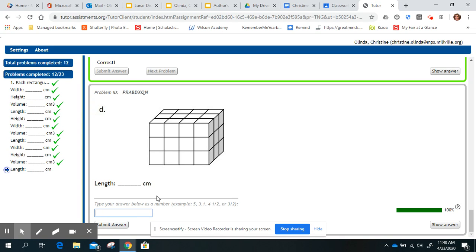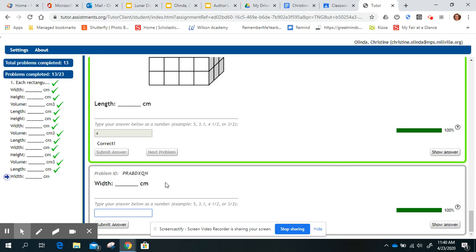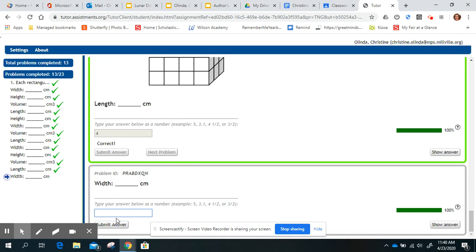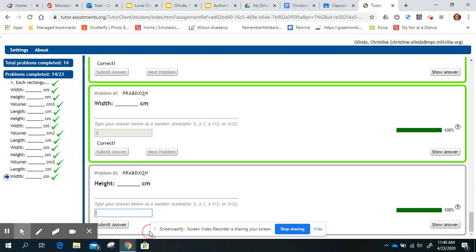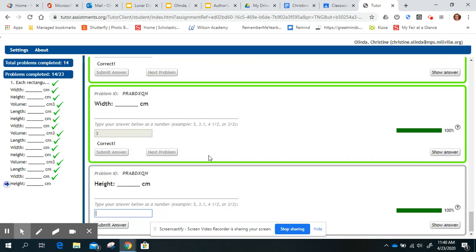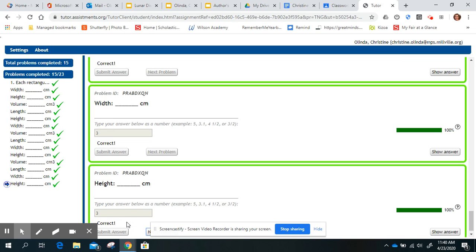And this is 1D. The length, I count across the bottom, 1, 2, 3, 4. Submit, correct. The width, how wide is it? 1, 2, 3. So I type in 3, correct. And then it's asking me for the height. So I go back up and I think, how tall is it? 1, 2, 3. So it's 3 blocks tall, or 3 centimeters cubed, and I hit 3.